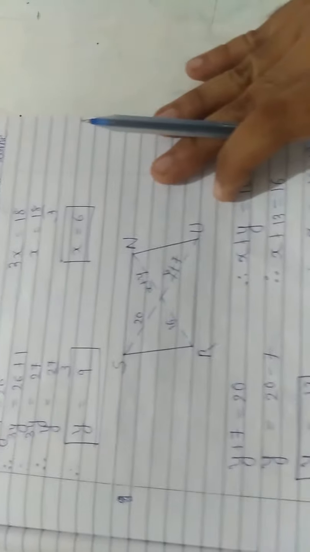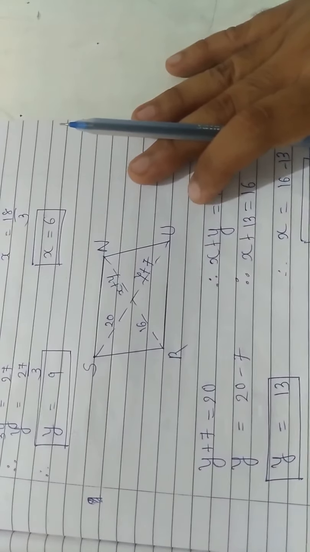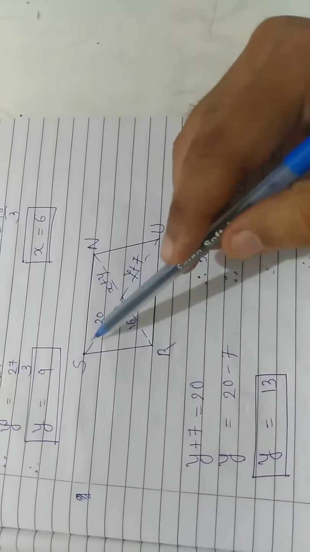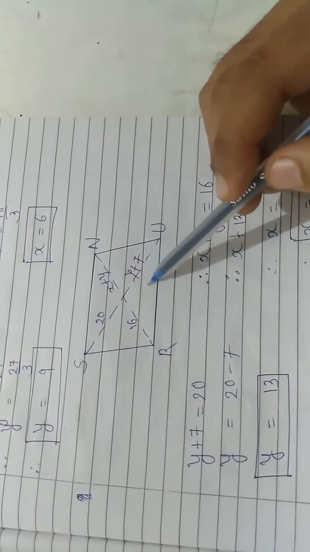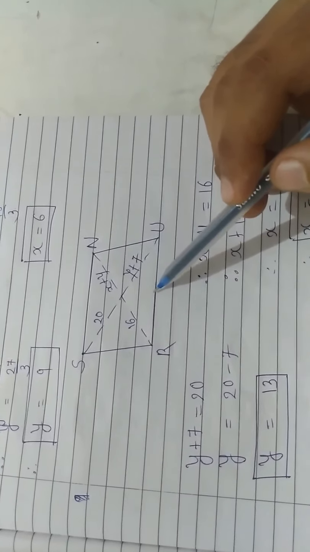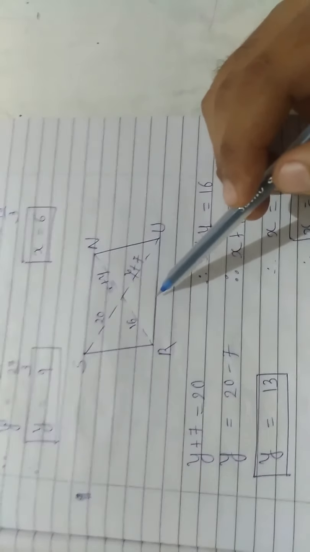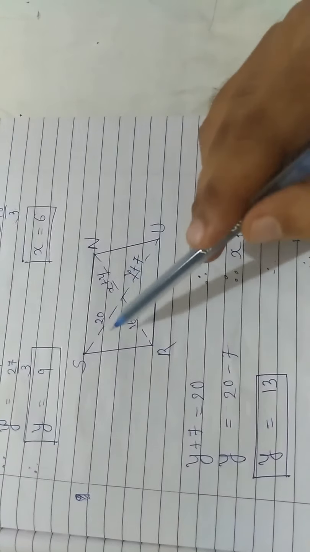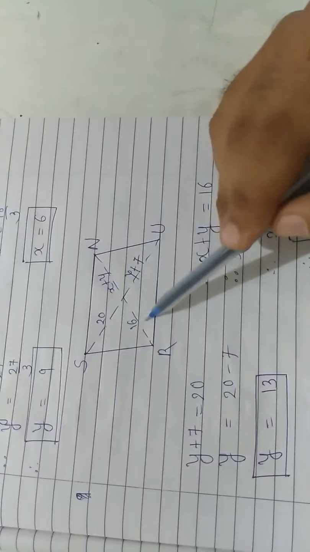Now again downside, in question number 8, two figures are there. So again RUNS. So here friends, diagonals are there. We know that in a parallelogram the diagonals intersect each other at exactly half, meaning these and these are same, these and these are same.